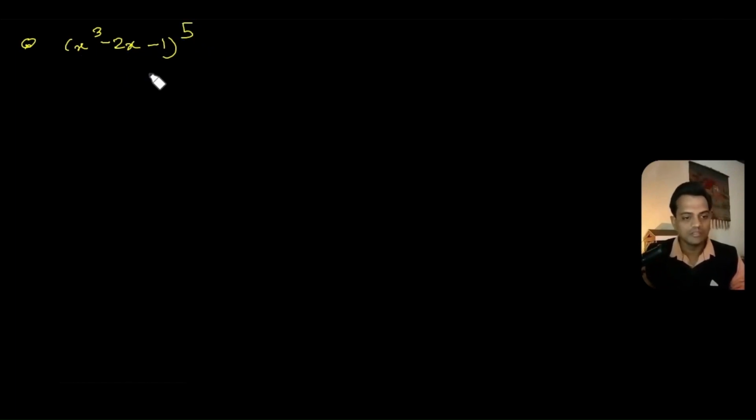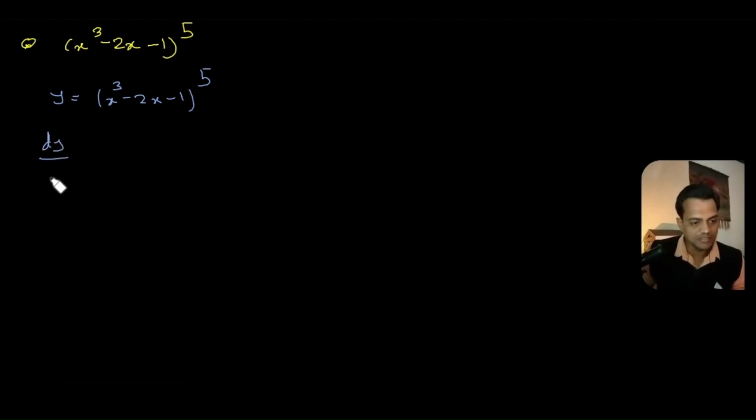So let us suppose that y is equal to this particular expression: x cube minus 2x minus 1 raised to the power of 5. If I take the derivative of this with respect to x, it will become the derivative of this particular term.